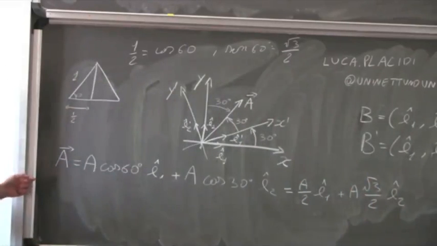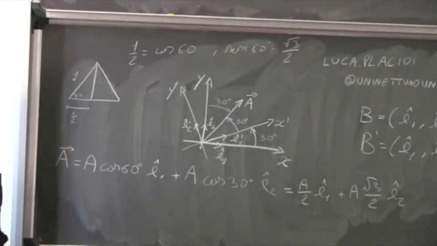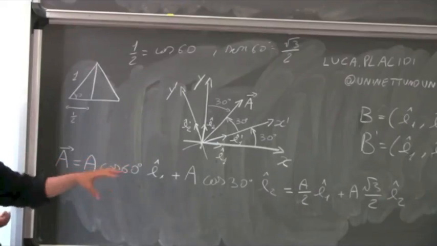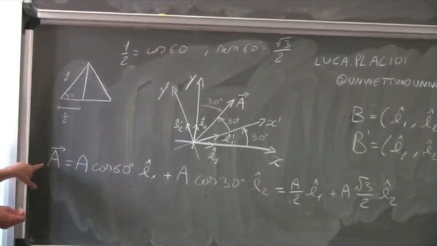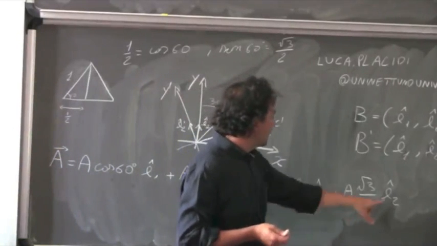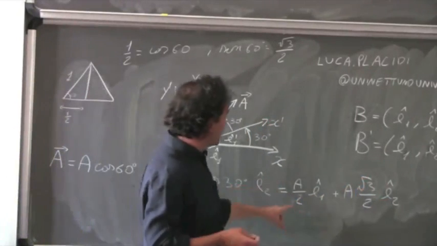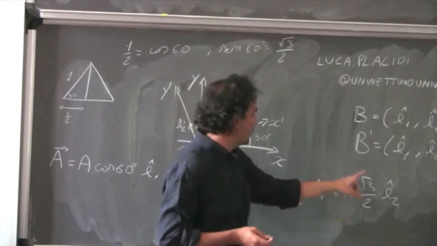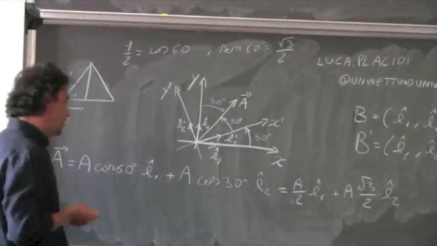Is it clear? Now, these are very easy passages, but if there is something that you don't understand, you need to tell me, because of course there is nothing conceptual to understand, just to see what is going on. Here we have this vector, and the vector has a representation along the basis B in this way. The first component is A over 2, and the second component is A square root of 3 divided by 2.